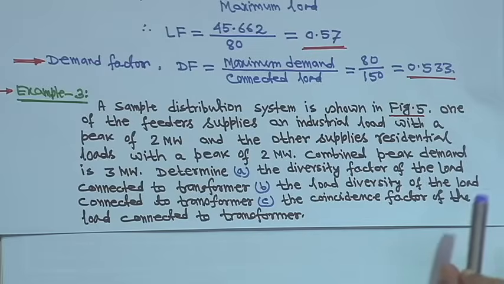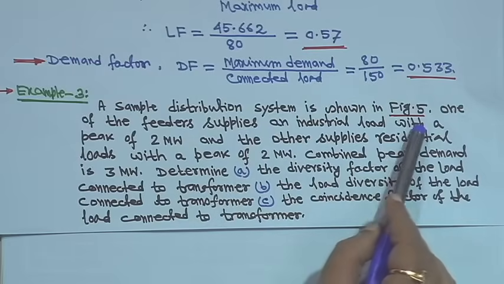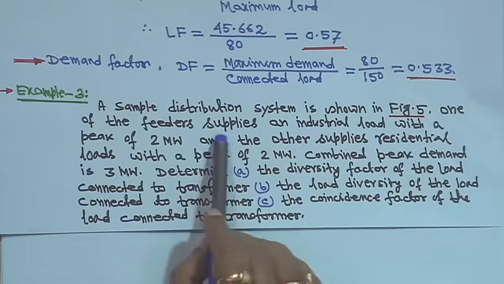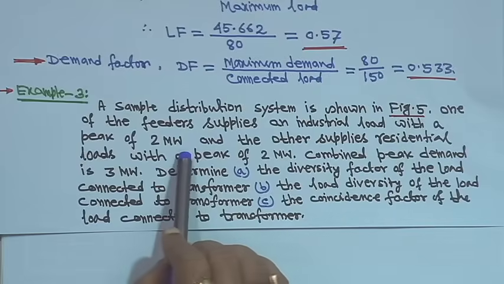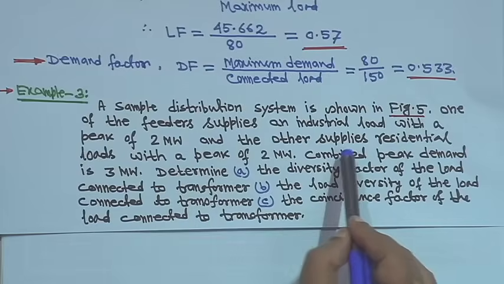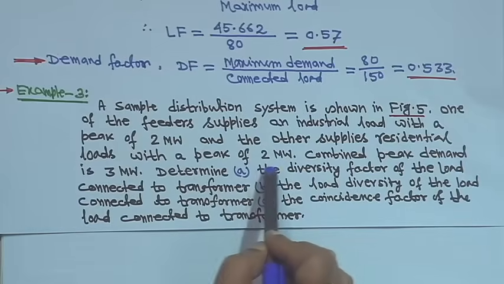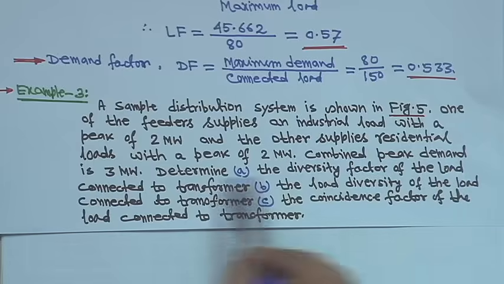Next is example 3. So, a sample distribution system is shown in figure 5. Figure 5 I will show you later. One of the feeders supplies an industrial load with a peak of 2 megawatt and the other supplies residential loads with a peak of 2 megawatt. Combined peak demand is 3 megawatt.